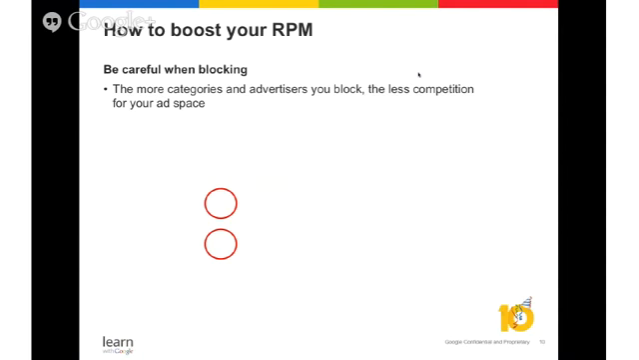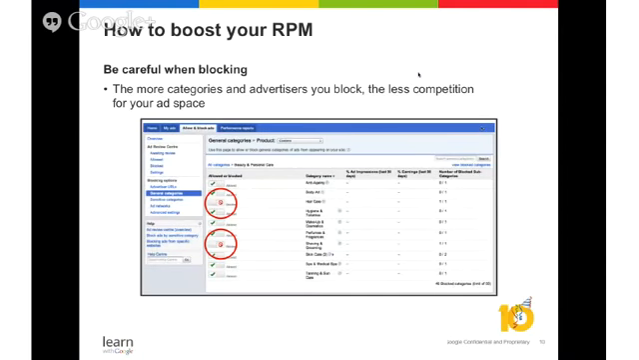Okay, the other thing that we want to think about is to be careful when blocking. Again, this is one of those push and pull items: we want your users to have the best experience possible in terms of how you see fit. But we also need to know that the more categories and advertisers you block, the less competition there is for your ad space. That's just purely input and output. So think carefully when you're blocking those options. If you really don't need to block a whole vertical, maybe you can block individual advertisers instead, and keep the auction open to as many buyers as possible.